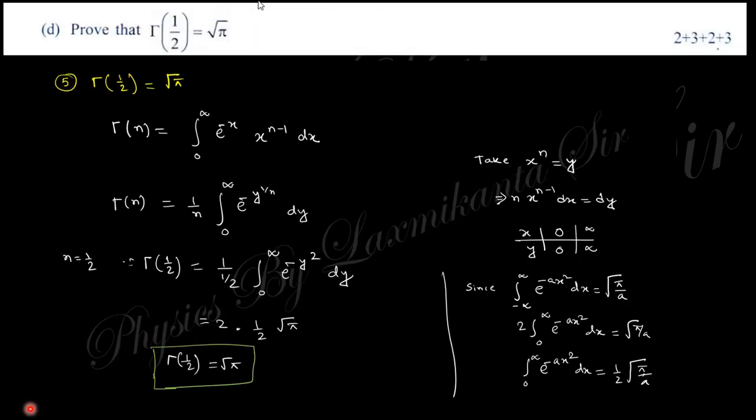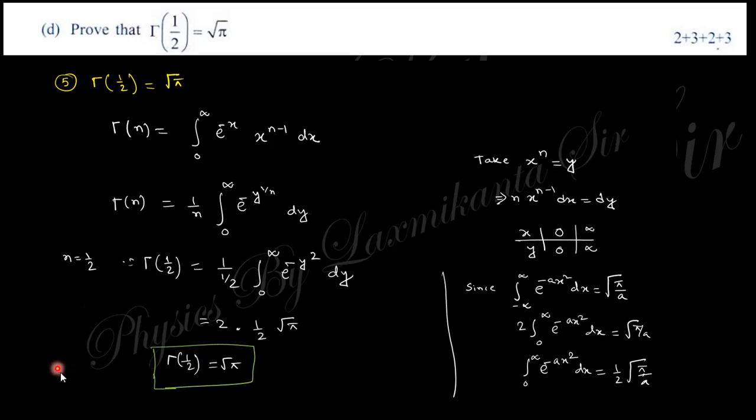Next, prove that gamma half is root pi. This is also discussed in the theory class. The gamma n is the basic formula of the gamma function, like that, and if you take x to the power n equals y, then taking the derivative and changing the variable, you will obtain this relation, and finally you will get gamma half equals root pi.